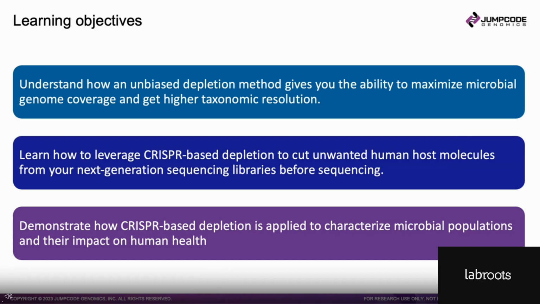So let's take a look at today's learning objectives. At the end of this webinar, we will understand how an unbiased depletion method gives you the ability to maximize microbial genome coverage and get higher taxonomic resolution. We will also learn how to leverage CRISPR-based depletion to cut unwanted human host molecules from your next generation sequencing libraries before sequencing. And I will show how we have applied CRISPR-based depletion to characterize microbial populations and their impact on human health.